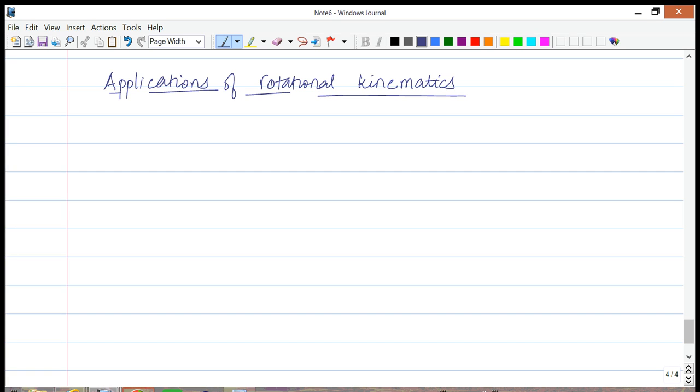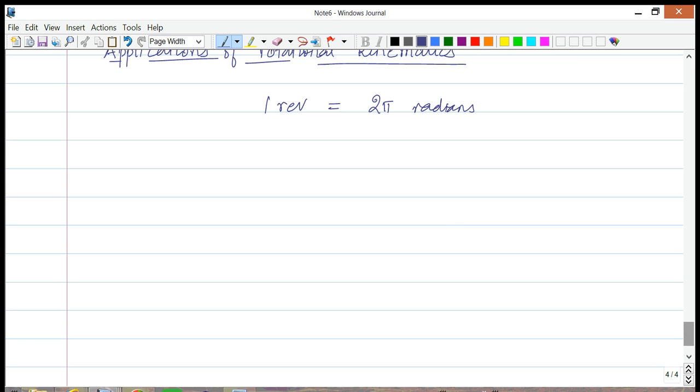Let us apply now the equations of rotational kinematics to problems. Let us also just look at some basic stuff that we need. One revolution is 2 pi radians. So keep this in mind, and we're going to use this a lot. So let us figure out some very simple problems.